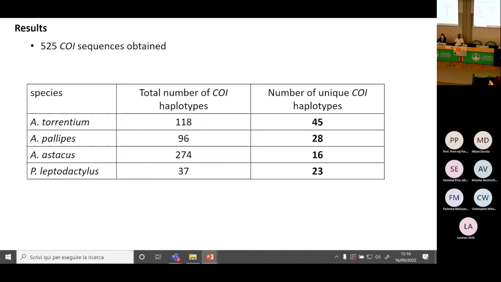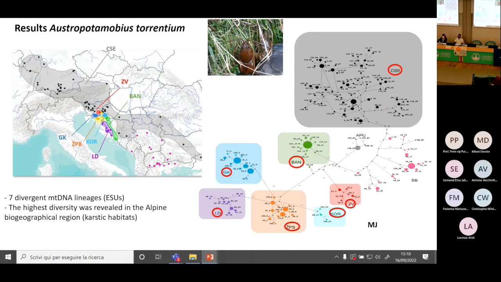Altogether, we obtained 525 cytochrome oxidase sequences. In this table, you can see the total number of cytochrome oxidase haplotypes and, of course, the number of unique cytochrome oxidase haplotypes per species. As you can see, they range from 16 for noble crayfish to 45 for stone crayfish. To give more details on those numbers, I have to give a few more details about each species and what we actually know about them.